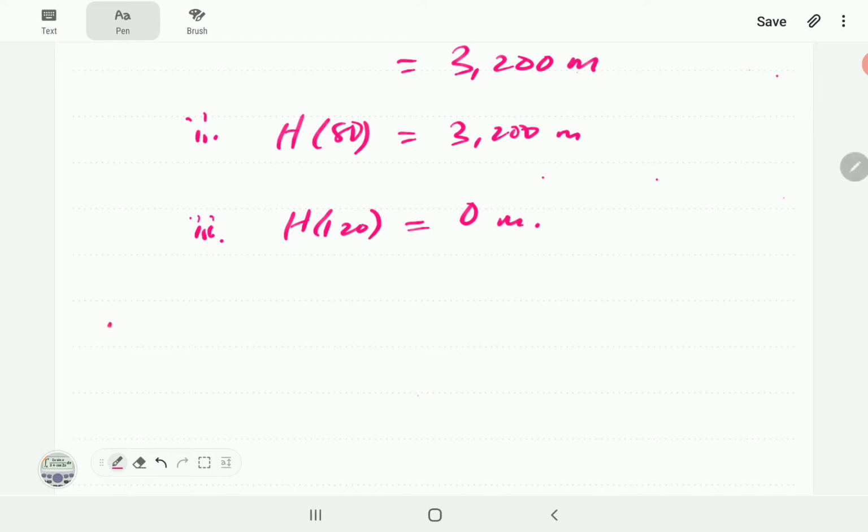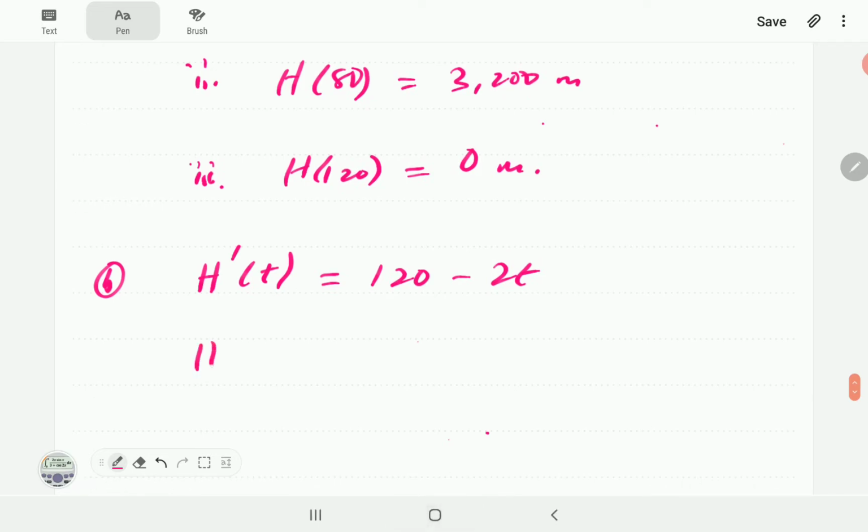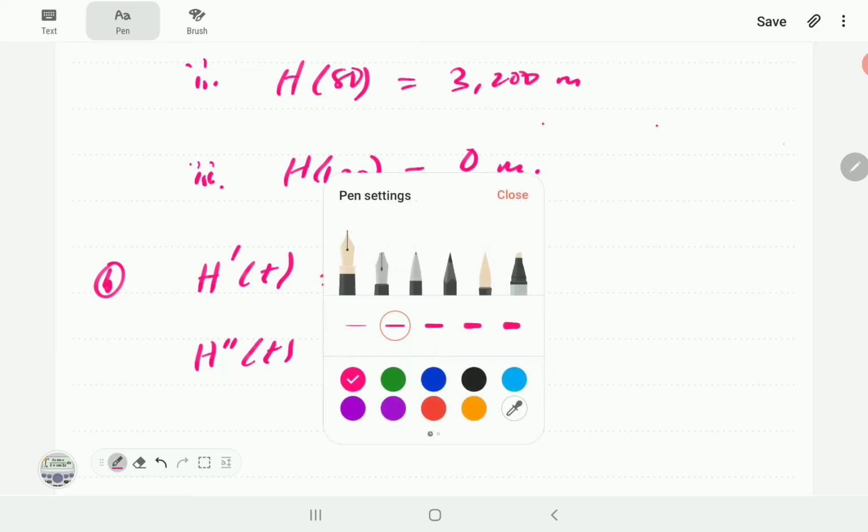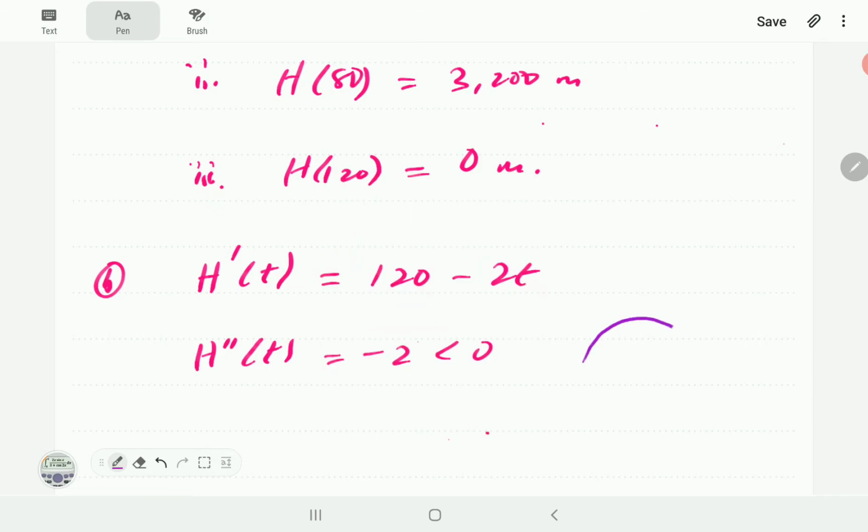So we want to find the maximum height. A maximum is always going to be a stationary point. So we'll start by finding the derivative. The first order derivative is going to be 120 minus 2t. The second order derivative is minus 2. This is negative. The second order derivative tells us about concavity. So this is telling us that the function is always going to be concave down because this is a constant.